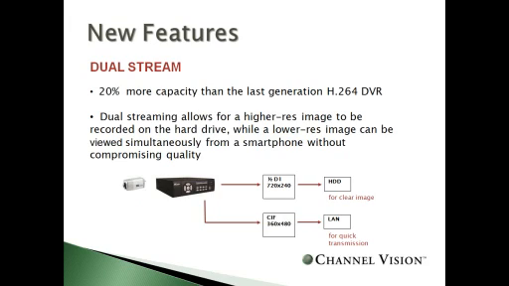Another terminology that you may encounter involves dual streaming. So what does that actually mean? Well, Channel Vision's offering 20% more capacity than past generation H.264. Think of it as H.264 version 1.2. In addition to that, dual streaming allows for higher resolution images to be recorded directly to the hard drive, while a lower resolution image can be viewed simultaneously over the smartphone without compromising any quality.